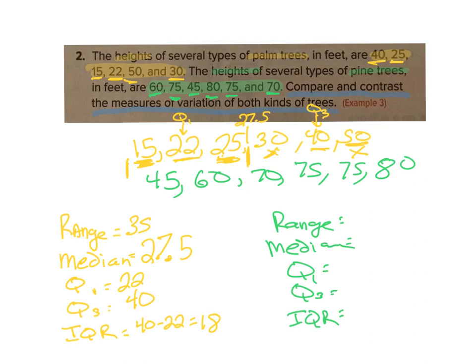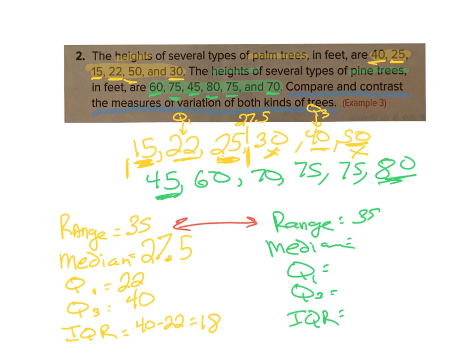The range is going to be the greatest minus the smallest. 80 minus 45 equals 35. Well, that's interesting. They both have the same range of 35. But I'm going to guess they have different medians because they have a lot different numbers.